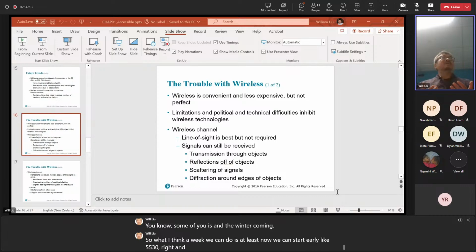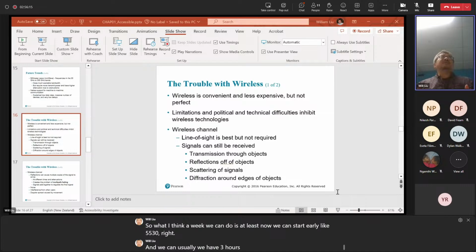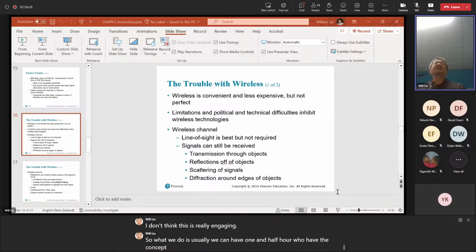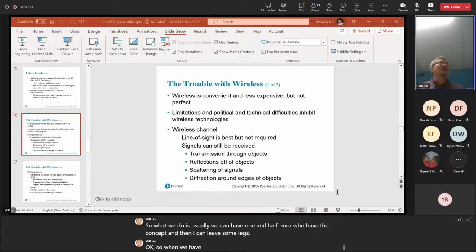And we have 3 hours. I don't think it's good for me to keep talking; this is not really engaging. So usually we can have 1.5 hours for the concepts, and then I can leave some labs. When we have labs, you have flexibility. You can say, hey William, I can volunteer because my home is very near.